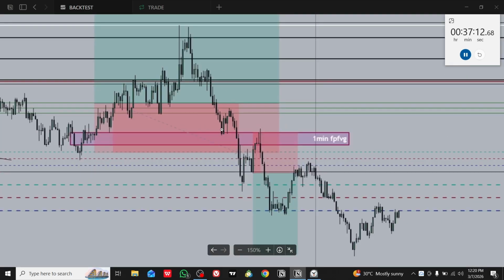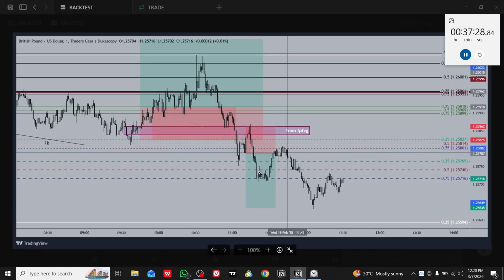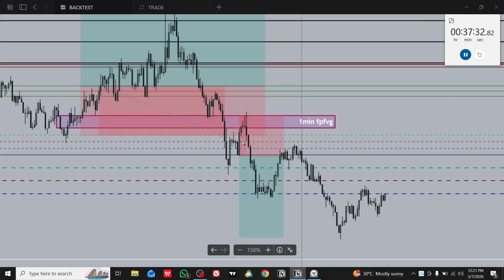Went higher, touched this, broke to the downside. This was a beautiful entry for a short. I did not take this, but I did take this, and yeah, but still it was a bit late. This was the most logical trade. This is late.